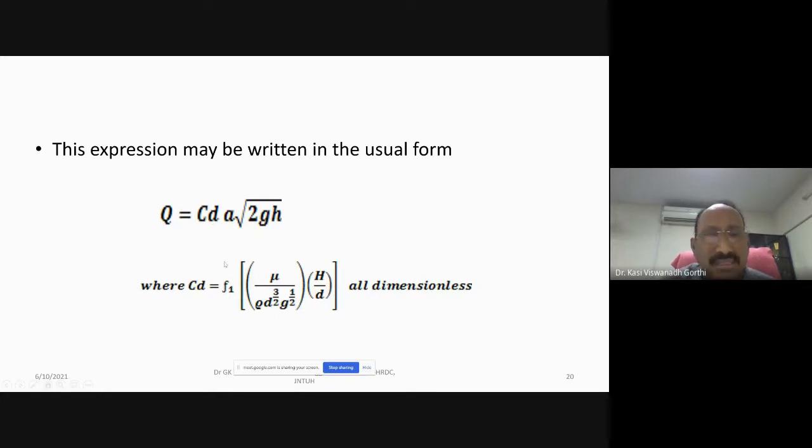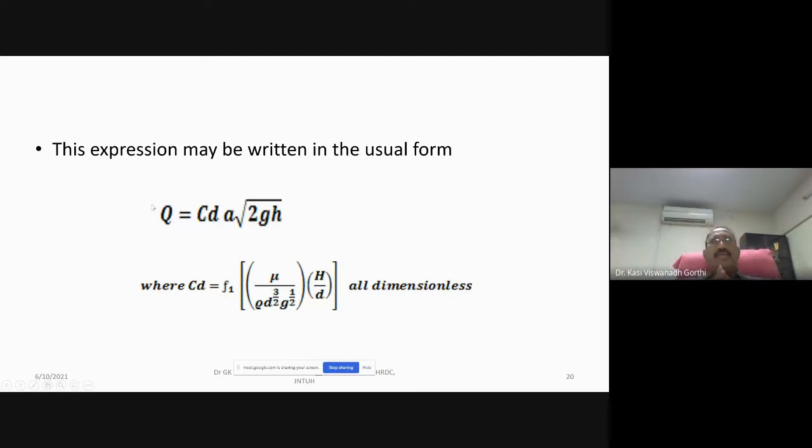So Cd into A into root 2gh is the final usual form of the discharge equation through orifices, where Cd, the coefficient of discharge, is some function F1, because F already we have used. So some other function F1 of mu by rho d to the power 3 by 2 g power half, comma, h by d. Please note that both the terms become dimensionless, of course. Into A into root 2gh gives you the discharge equation through a small orifice.